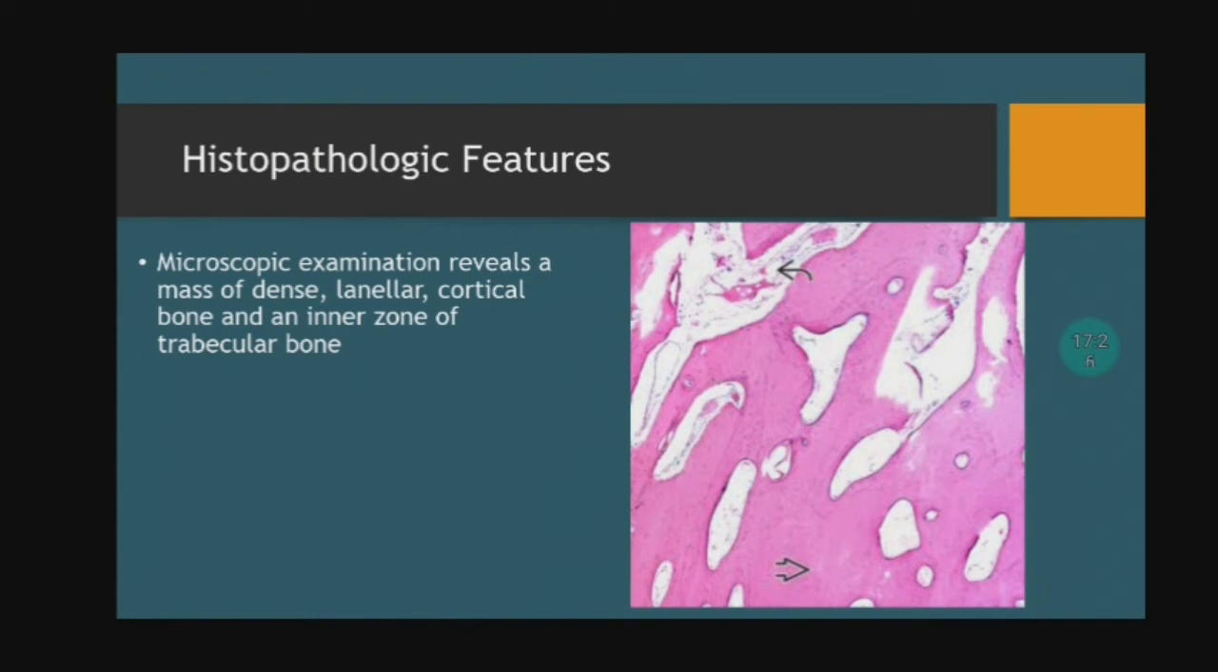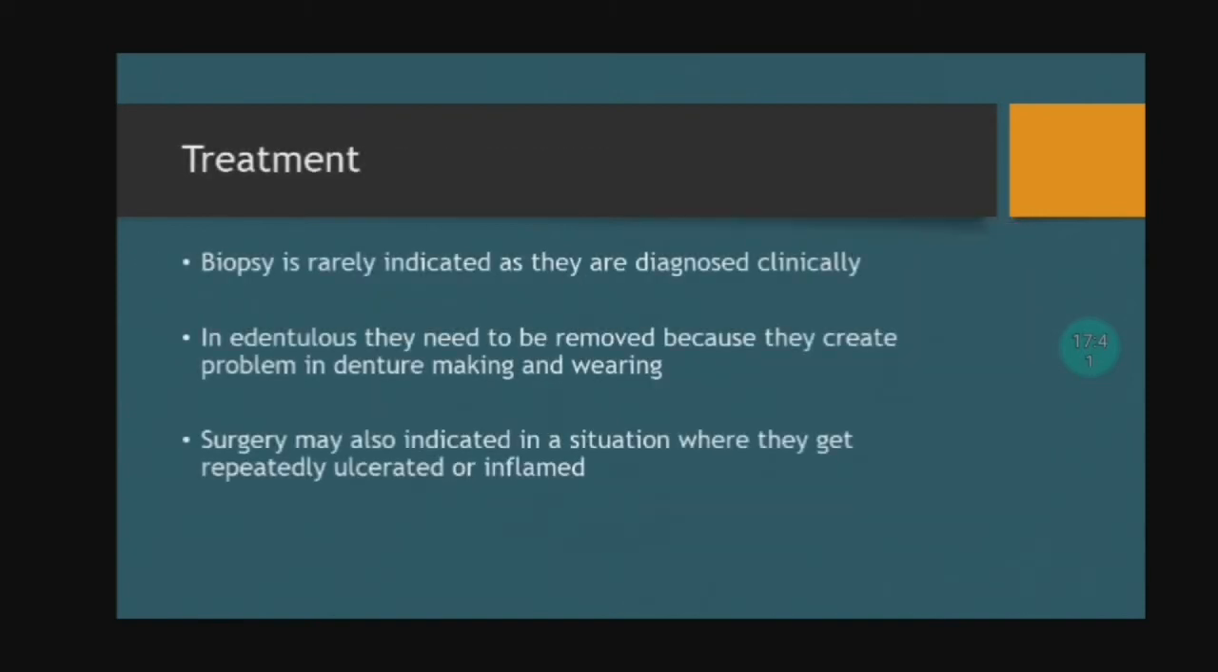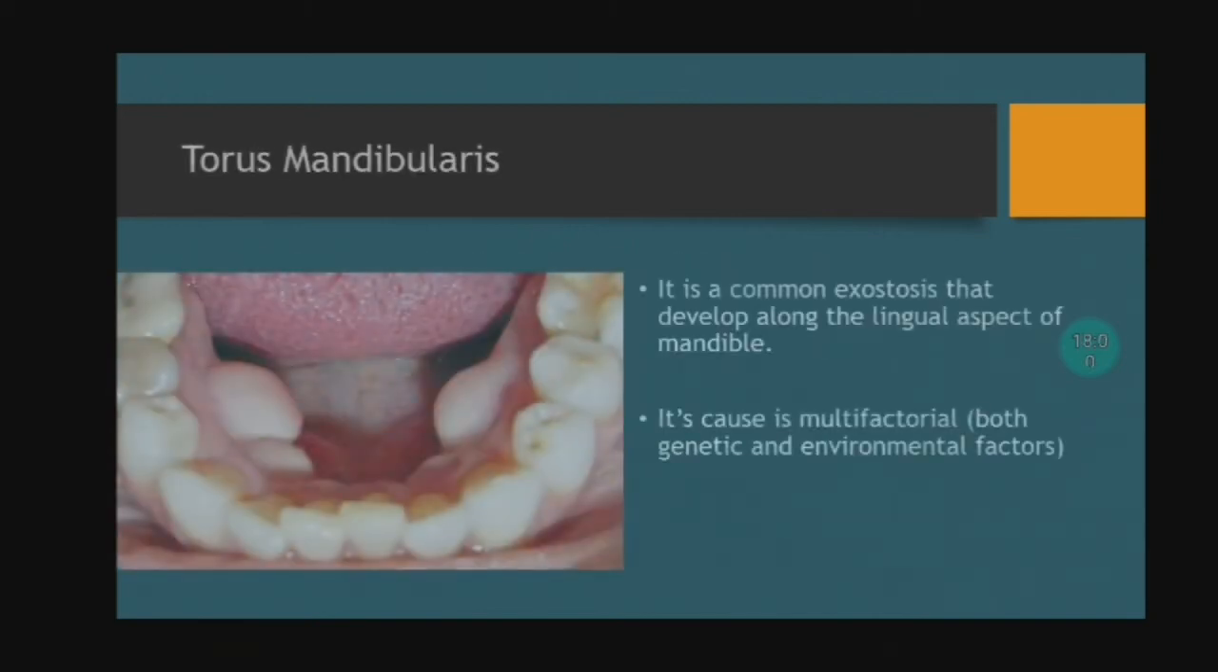Its histopathologic features: microscopic examination reveals a mass of dense linear cortical bone and an inner zone of trabecular bone. Treatment: biopsy is rarely indicated as they are diagnosed clinically. In edentulous patients, they need to be removed because they create problems in denture making and wearing. Surgery may also be indicated where they get repeatedly ulcerated or inflamed.